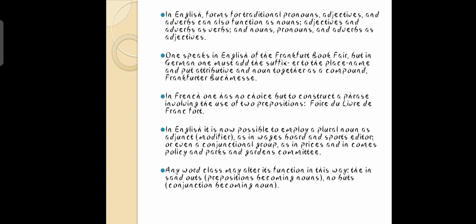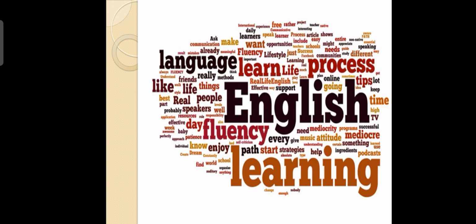In English, it is now possible to employ a plural form as an adjective modifier, as in wages board and sports editor, or even a conjunctional group, as in prices and incomes policy and parks and gardens committee. Any word class may alter its function in this way, for example the ins and outs, prepositions becoming nouns, no ifs or buts, conjunctions becoming nouns.